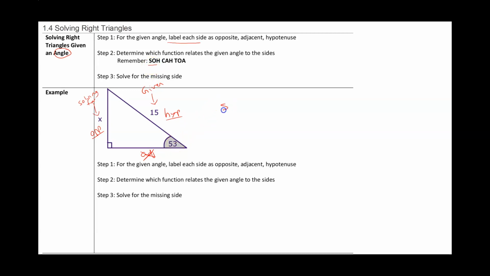So we're going to say the sine of 53 degrees equals the opposite, which is x, divided by the hypotenuse, which is 15. Now to solve for x, the x is being divided by 15, so the inverse of division is multiplication. We will multiply both sides by 15. On this side, we get x by itself, and on the other side, we have 15 times the sine of 53 degrees. If you put this in a calculator, that's going to round to 11.980. Remember to use 3 decimals.